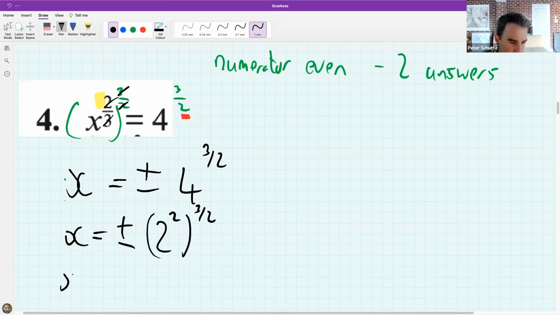So that's all good. Notice how the plus and minus is just hanging out in front, not bothering anyone. All good. And now this can be 2 over 1, so that's going to cancel. And so my final answer is plus or minus 8.